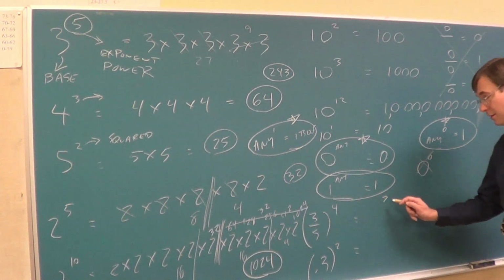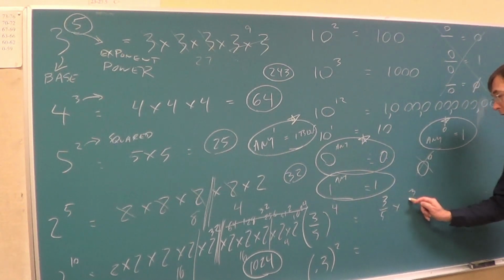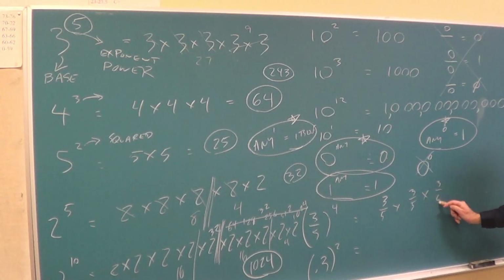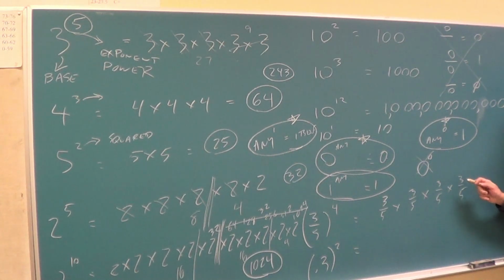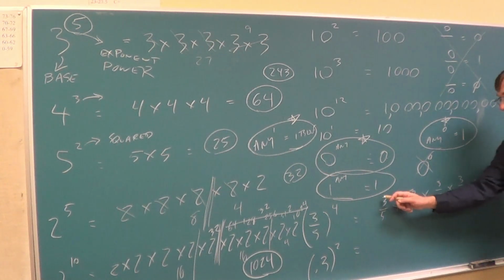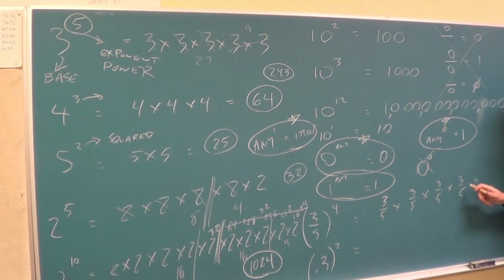Yeah, go ahead. 3/5 times 3/5 times 3/5 times 3/5. Absolutely true. So if we're going to multiply fractions, sometimes we cancel. Can we cancel here? No. Even though we've got a lot of matches, top numbers can only cancel with bottom numbers, and that's not going to work out. So can somebody do out some 3s, do out some 5s, because we're just going to have to multiply straight across.